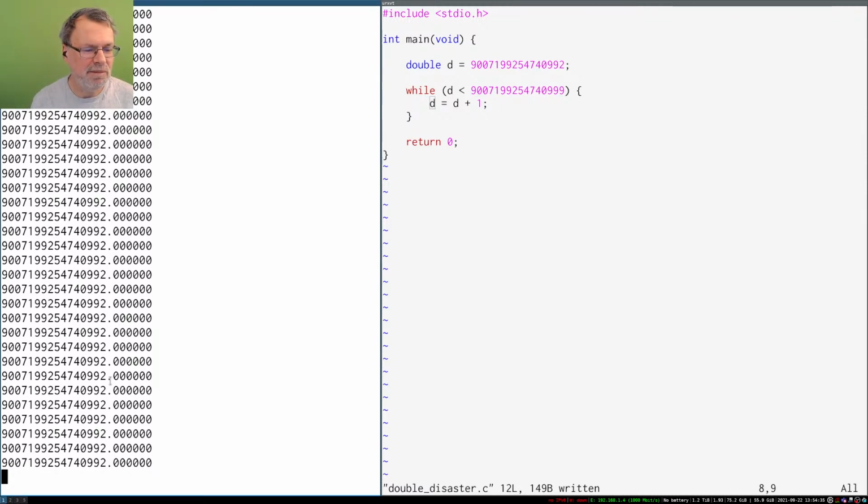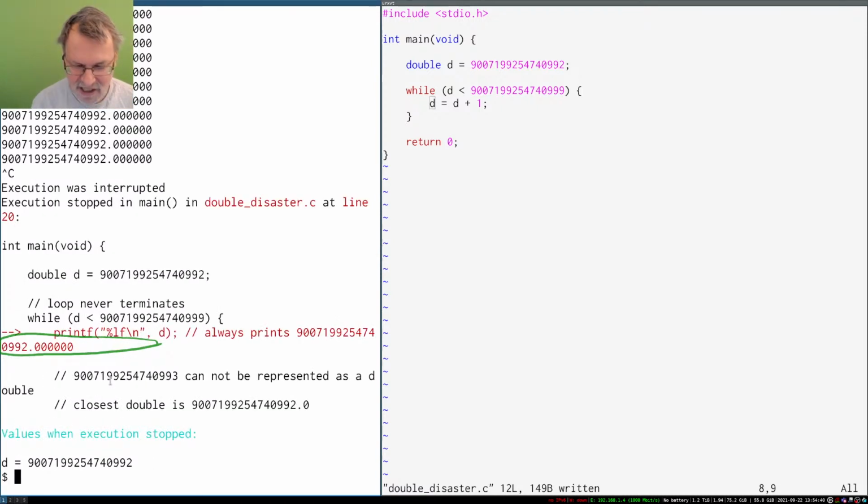Oh, it's got the printf in it, but it never terminates. It's got a printf in there printing out D. Why is D never changing? Alright, this example is particularly chosen so that that's a very big number.